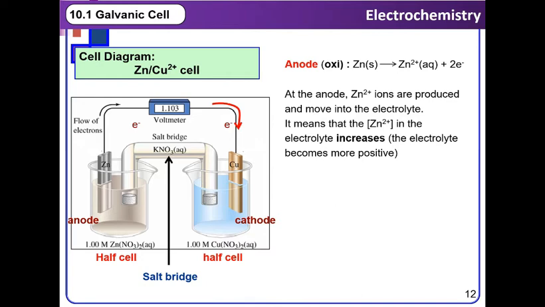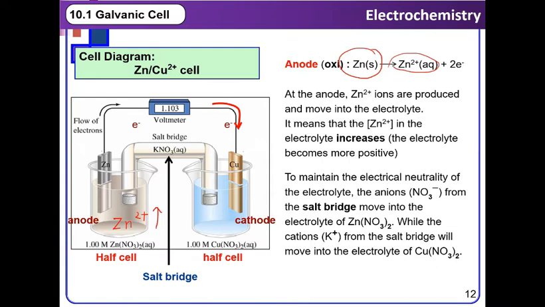Because the zinc undergoes oxidation, it becomes zinc 2 plus ions and moves into the electrolyte. It means that the concentration of zinc 2 plus in this container will increase. It means that the concentration in the electrolyte increases, so the electrolyte becomes more positive.